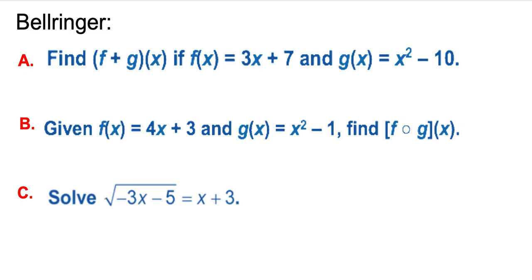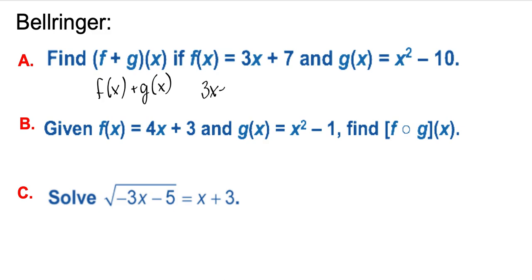So, a reminder of how we do function notation from the previous chapter here. My f function is 3x plus 7. My g function is x squared minus 10. And we're doing f plus g of x. And remember, we can write this like this if it makes more sense in our brain. So we're just adding the f function and the g function together.